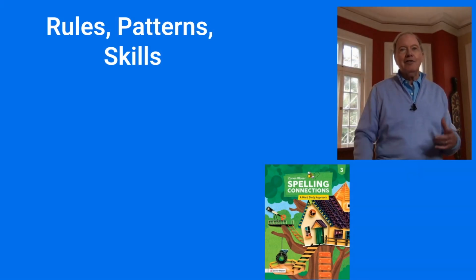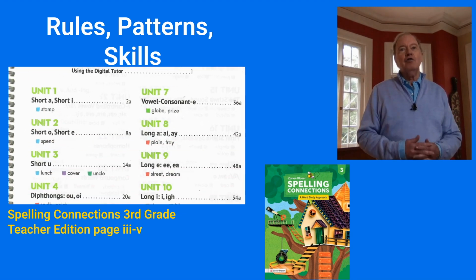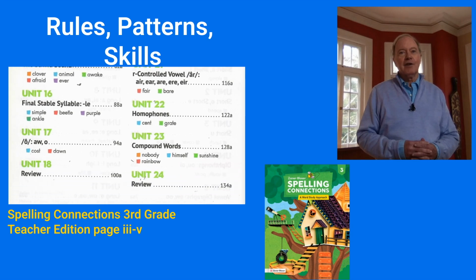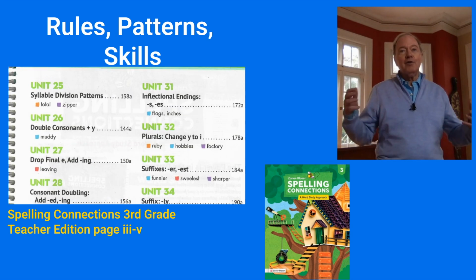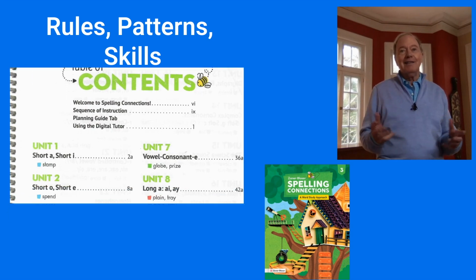In your Spelling Connections 3rd grade teacher edition, turn to the table of contents on page Roman numeral 3 through Roman numeral 5. You'll find 36 weekly lessons, including 6 weeks of review lessons. Notice the specificity of these weekly lessons.